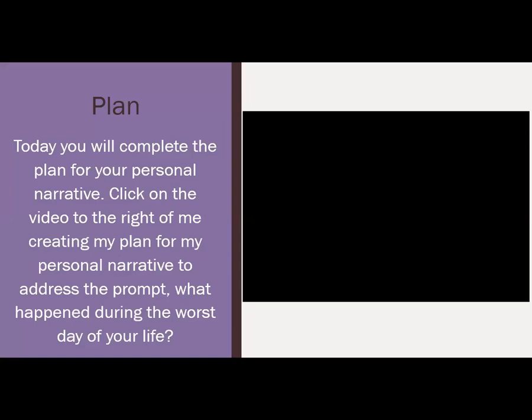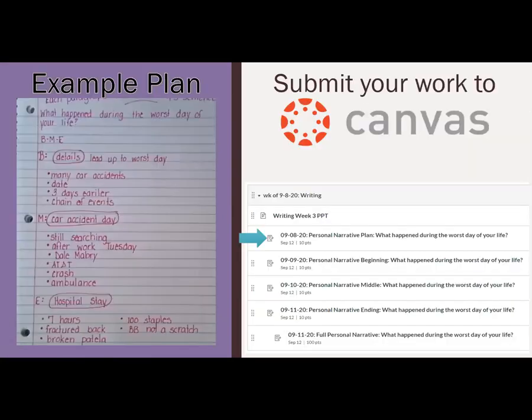And then here is actually my video of how I planned for this. So then you would watch this video, and then it does give you directions. Okay, here's the sample of my plan. And then it tells you to submit your work to Canvas, and it shows you exactly where you need to go to submit the work for this day. This would be Tuesday's work, and it has the date. It's your personal narrative plan, what happened during the worst day of your life. It's worth 10 points. These are extra credit points, actually, for these items.